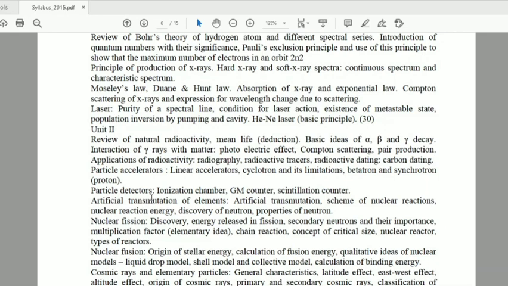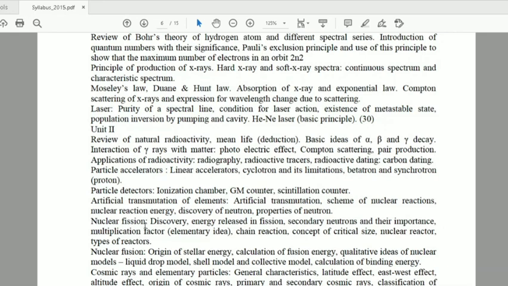That apart, we'll be talking about the particle detectors, which can detect different kinds of particles and radiations. These are the ionization chamber, the GM counter, and the scintillation counter. We'll be talking about those. Next, we'll go over to artificial transmutation of elements. Then we'll talk about nuclear reactions, nuclear reaction energy, discovery of neutron, properties of neutron, etc.